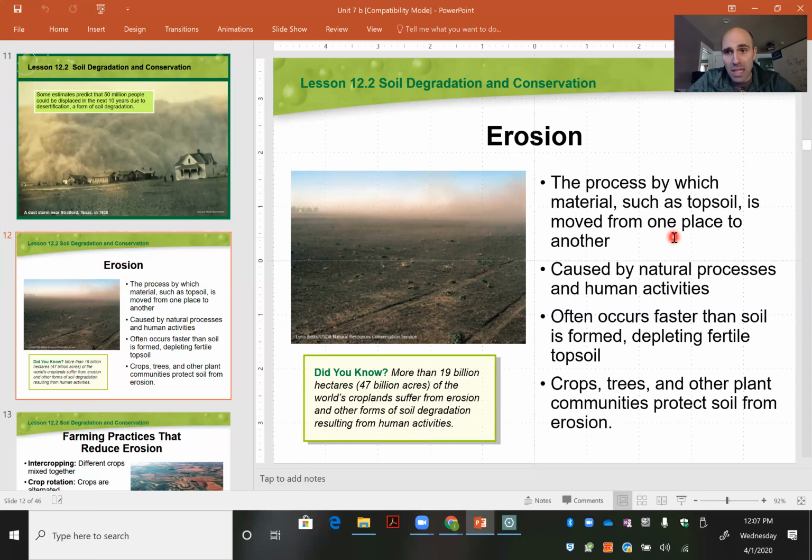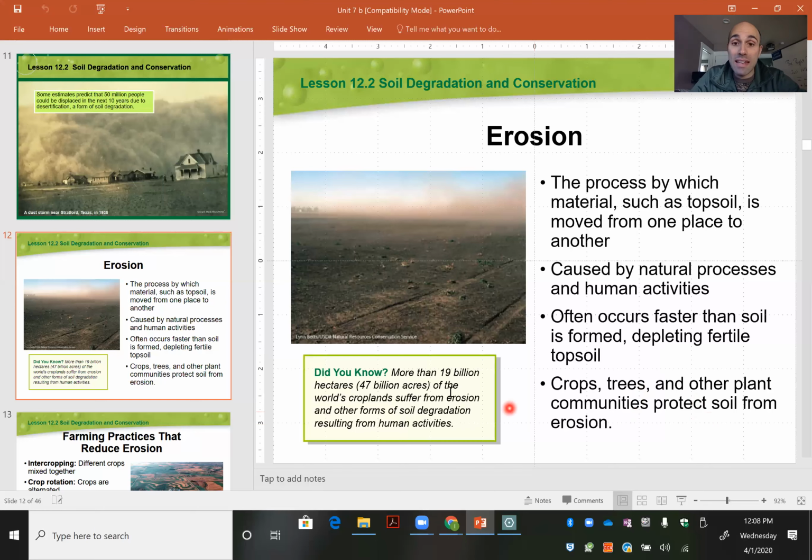All right. It often occurs faster than soil is formed, depleting the fertile topsoil, meaning that we essentially use it quicker than it's being replaced. So we're using it at too quick of a rate. It doesn't have time to catch up, the soil. And then finally, crops, trees, and other plant communities protect the soil from erosion. And we just talked about that. They protect it by locking it in place.